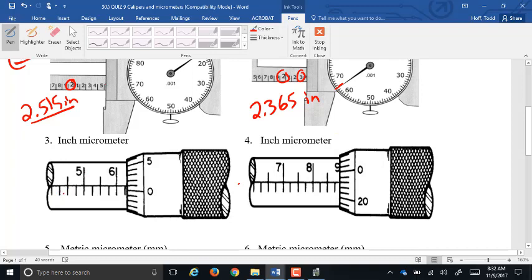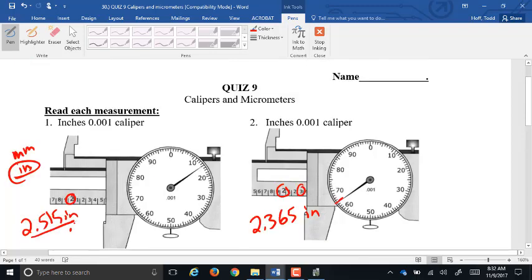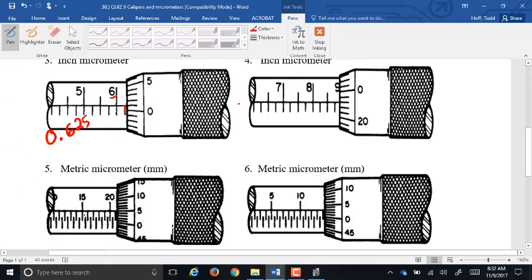How many whole inches? 0, remember. Tenths would be then 6. And then there's quarters. That is past the quarter, so it's 625. Then what's on the thimble? 1. So we have to add 0.001 to that. So that's 0.626. How about over here?